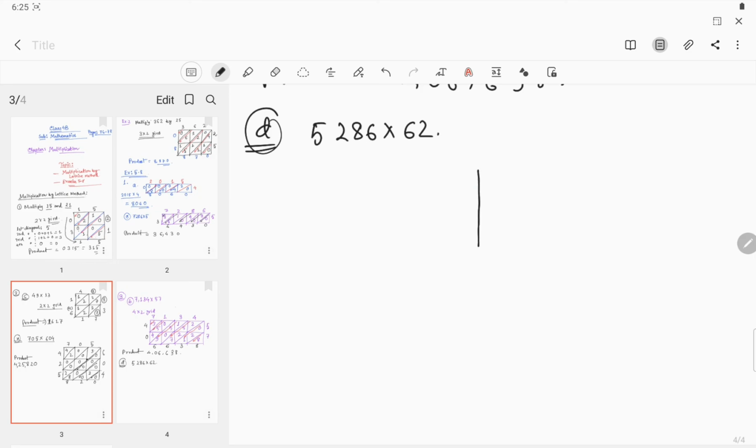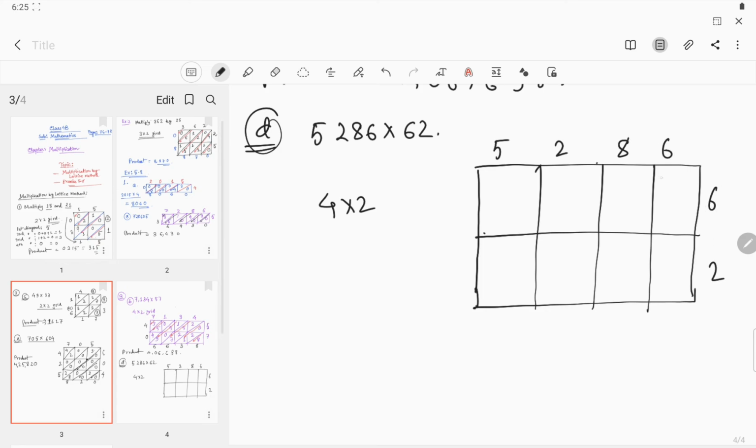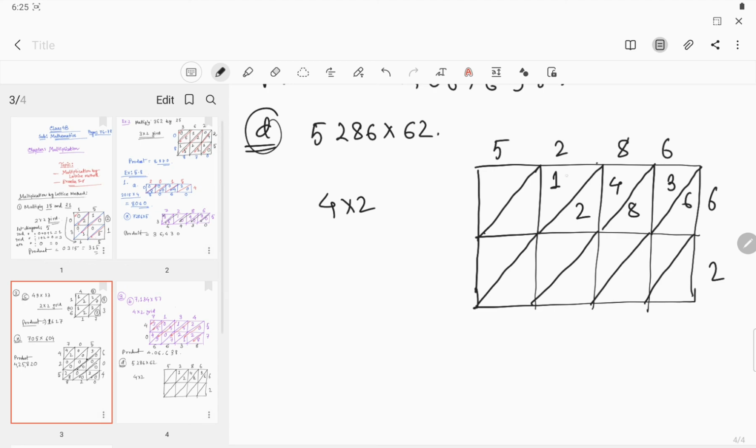Question number D, it is the same kind of question, that is you need a 4 by 2 grid, that is 2 rows and 4 columns. Arrange the numbers along the grid. Now draw a diagonal in each small box. Now start multiplication. 6 6s are 36, 6 8s are 48, 6 2s are 12, 6 5s are 30, 2 6s are 12, 2 8s are 16, 2 2s are 4, 2 5s are 10.